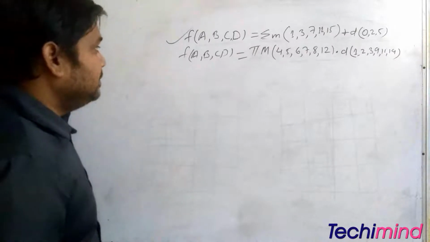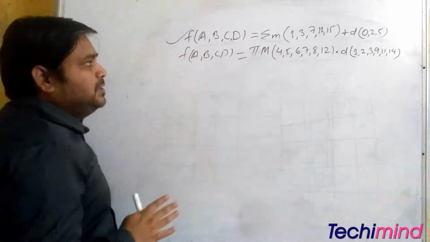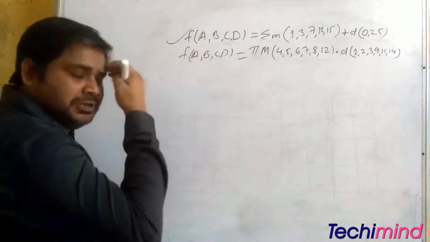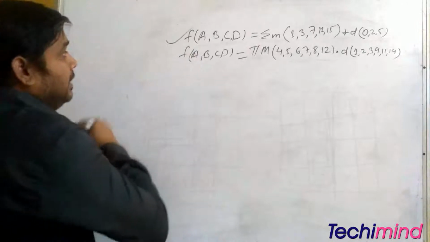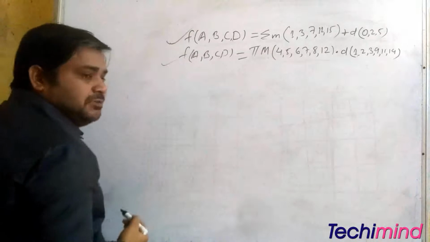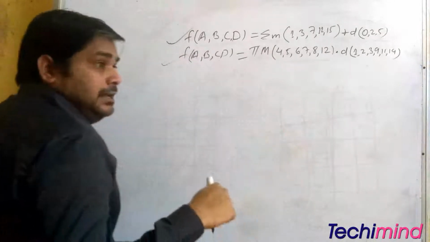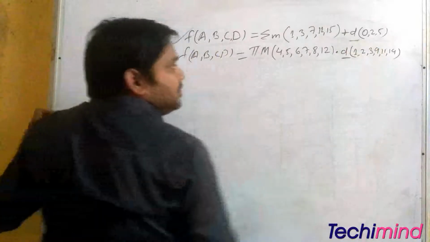Today we are going to simplify two equations. One is in SOP form and another one is in POS form. And we try to simplify these two equations by using K-map. So we have the first equation which is in SOP form and the another equation is in POS form. And again we have something here which is don't care condition, the D.